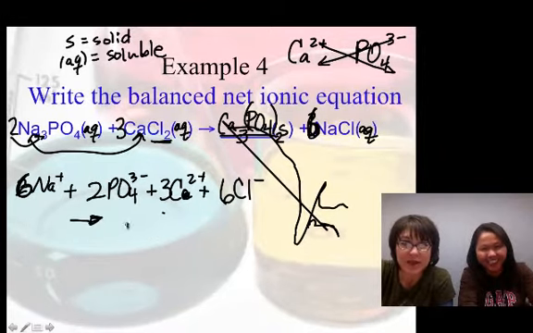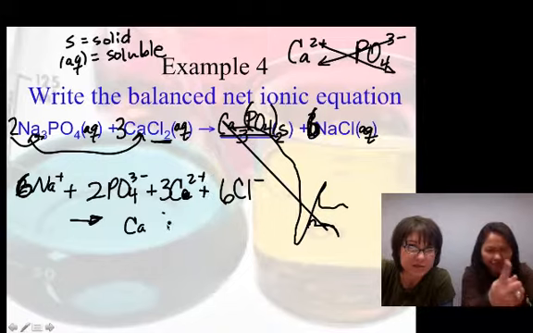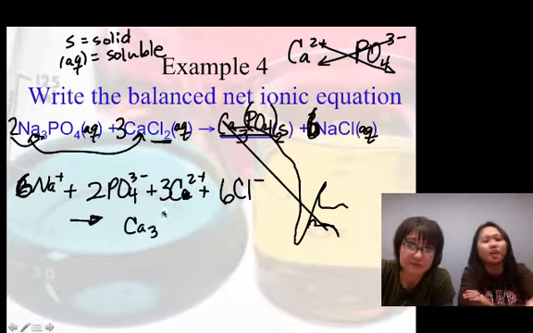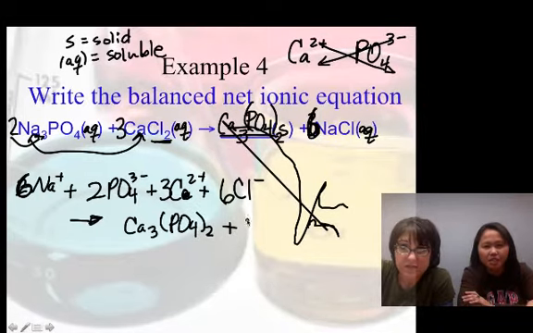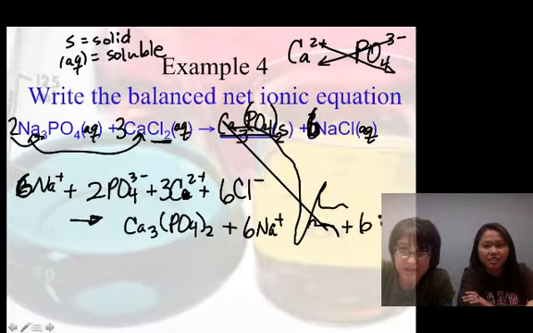Okay, calcium is a 2+. Yeah. Oh, but look, it's solid. Calcium phosphate is a solid, so we are not going to break it apart. We leave it together. Yeah. So calcium phosphate stays together. And then 6 sodium chlorides. So 6 Na+. And 6 chlorides. Okay. There you go.